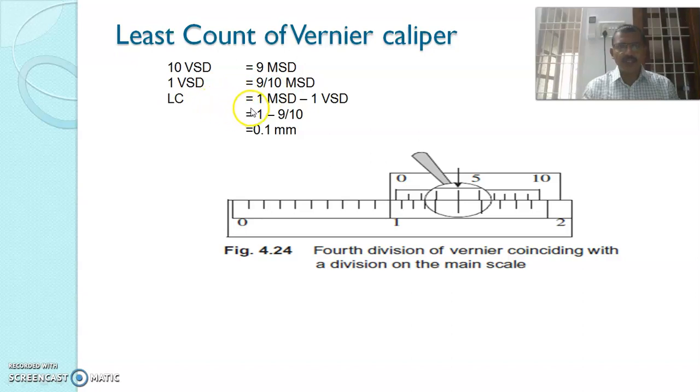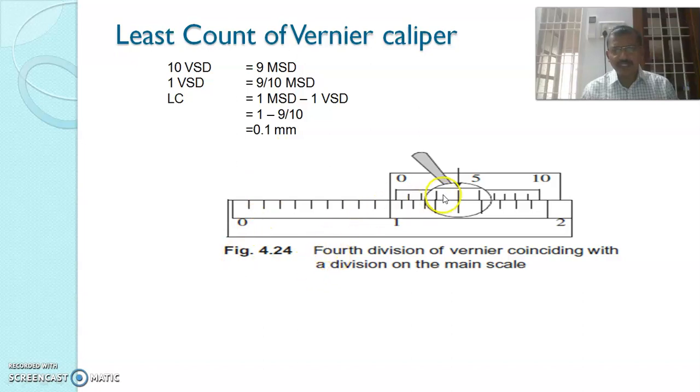Least count is equal to 1 main scale division minus 1 vernier scale division. 1 vernier scale division is 1 minus 9 by 10, that is, 1 vernier scale division is 9 by 10 times of a main scale division. That one division is divided into 10 divisions. So the least count is equal to 0.1 mm.